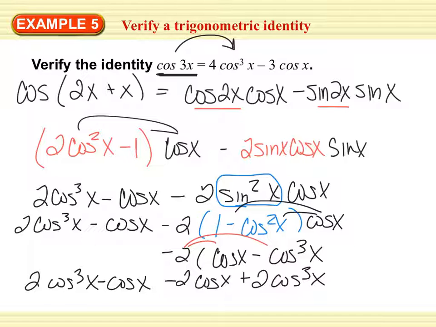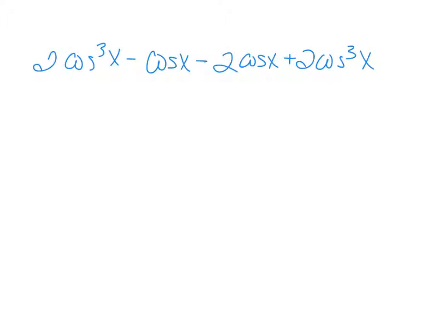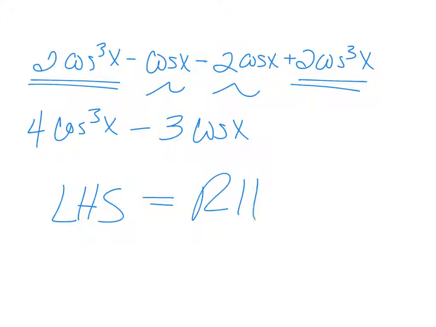All right, now it looks like I'm going to be able to collect some like terms. These are going to give me 4 cosine cubed x, and it looks like these will give me negative 3 cosine x. So let me get a new slide and write that down. So there I had 2 cosine cubed x minus cosine x minus 2 cosine x plus 2 cosine cubed x. These two items will give me 4 cosine cubed x, and these two will give me minus 3 cosine x. Cool, and we're done. We verified the identity. The left-hand side equals the right-hand side, and life is good.